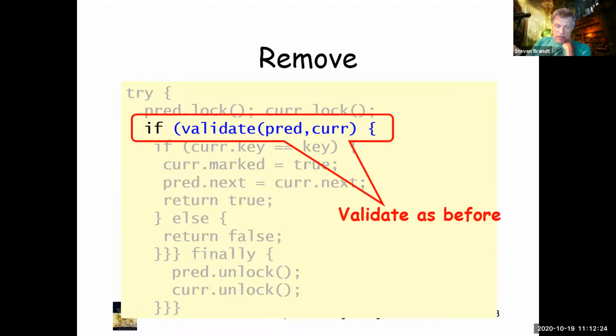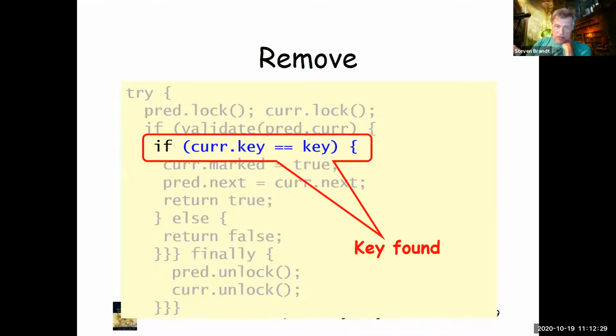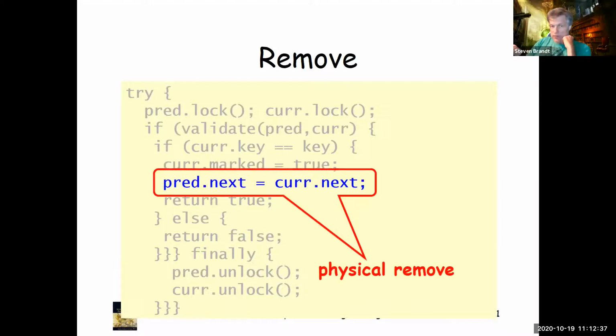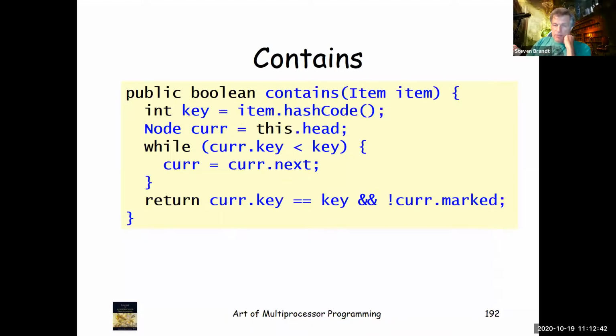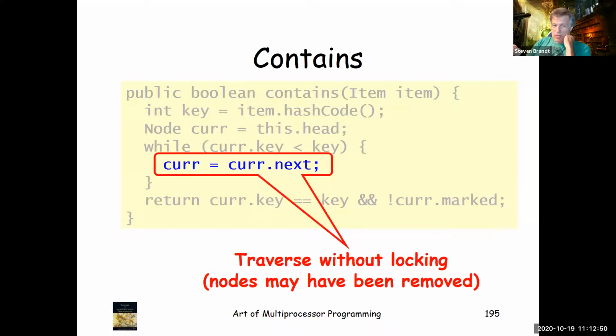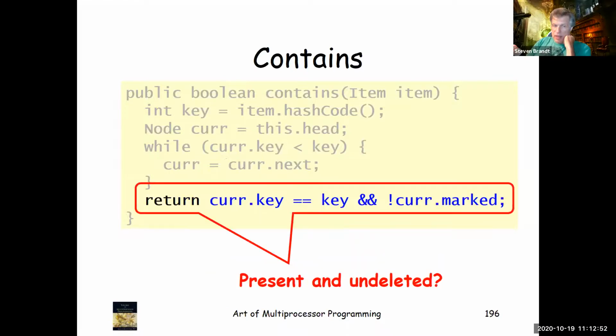Okay, so removal looks like this. If validation of predecessor and current succeeds, and the current key is the key, then we mark it as logically deleted. We physically remove it, and we're done. The contains method is going to get the current node from the head. It's going to cycle through while the current key is less than the key, and that's the way we advance through the loop. And then at the end, we're going to say if the current key is equal to the key and the current is not marked, then we're done.